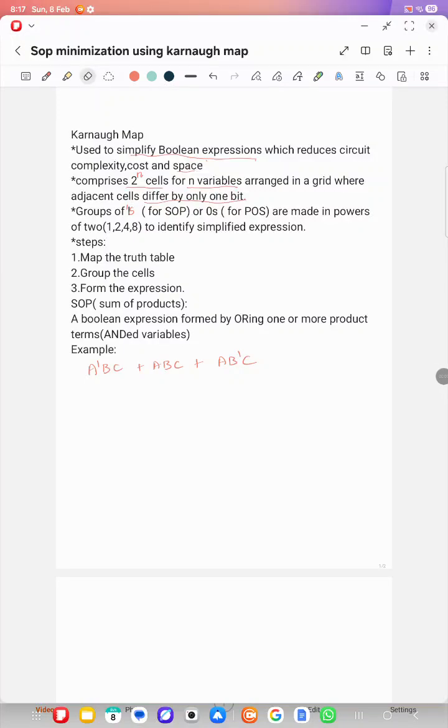Hello everybody. Today we are going to see about the SOP minimization using Karnaugh map. First we will see what we mean by Karnaugh map. It is used to simplify a boolean expression, which reduces the circuit complexity, cost and space. What do you mean by boolean expression? Each and every variable in a boolean expression will consist of either 0 or 1.